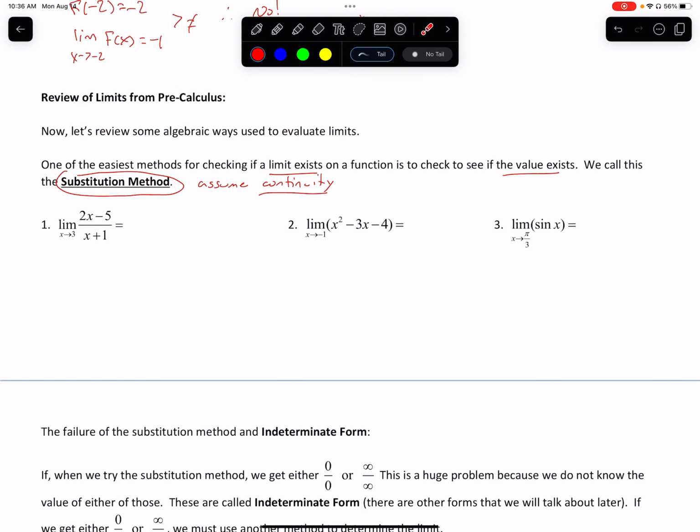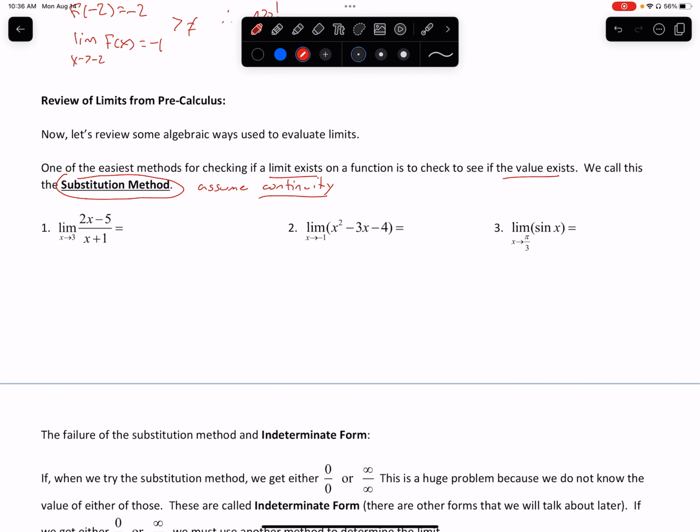If we show that the value exists at a point, then it has to be continuous at that point, then the limit must also exist at that point too. Now notice we're not looking at it graphically. We are looking at these using functions this time. So let's take a look at example number 1 right here. We want to see what is happening to the value of the function as x approaches 3.